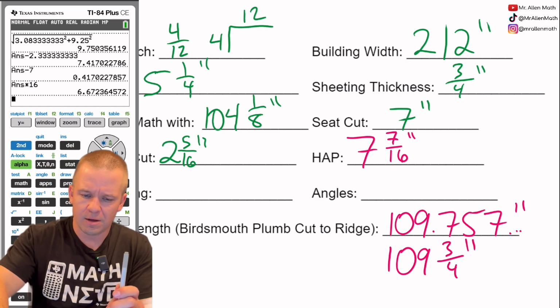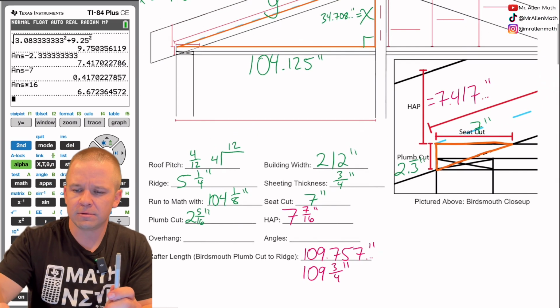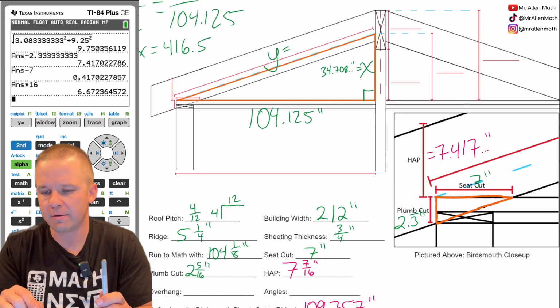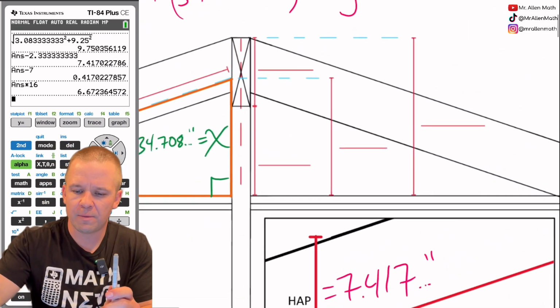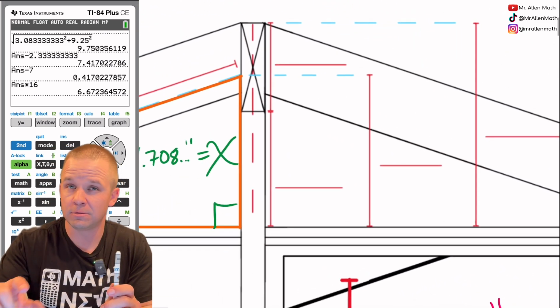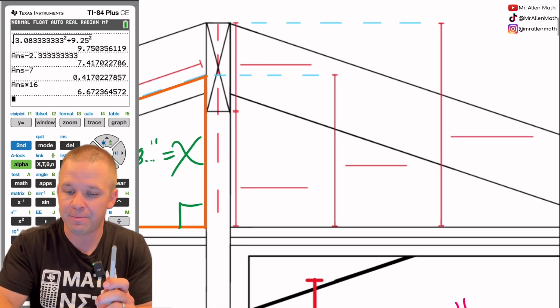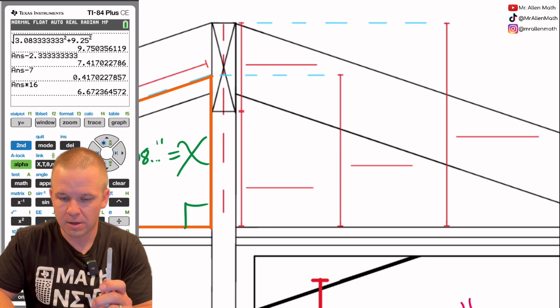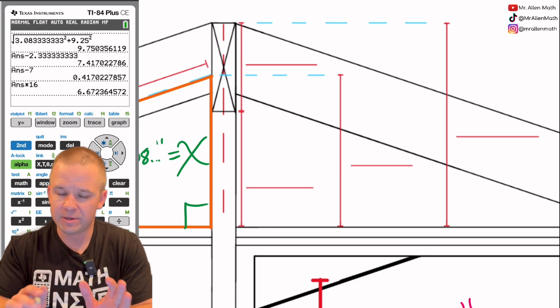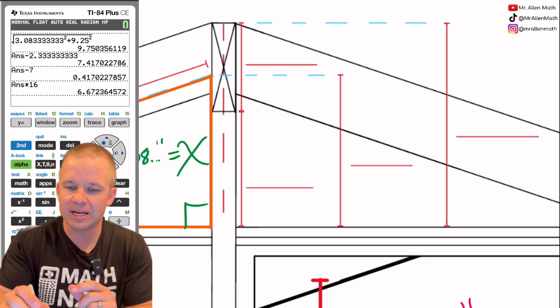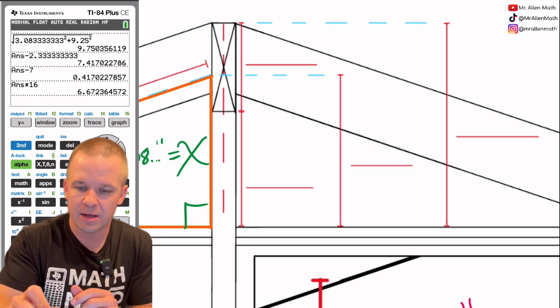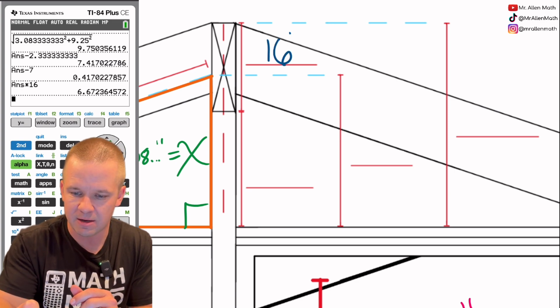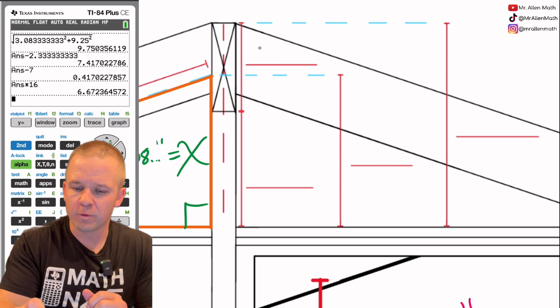So, overhang and angles. Actually, to come back to that, okay? Let's work up here for a little bit. Let's see if we got anything that we need to figure out. Okay, now that we got that hap, there's a little more that's happening, if you will. All right. So we said my ridge is 16 inches. That was a given dimension, right? This is 16 inches. So my ridge here, we know is 16 inches.